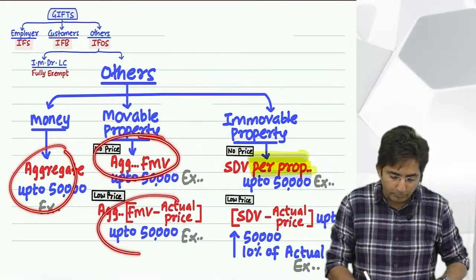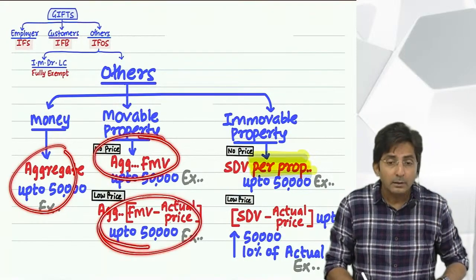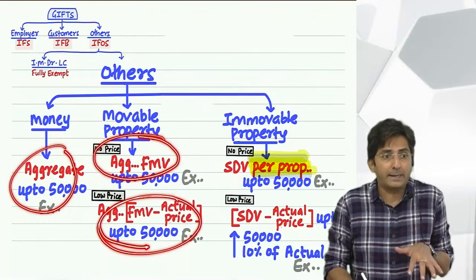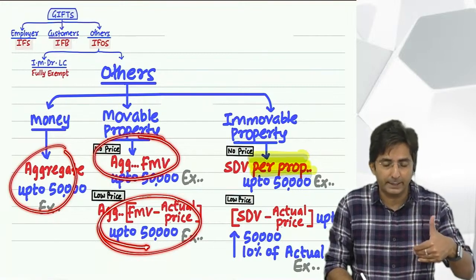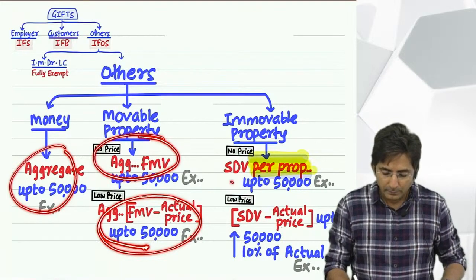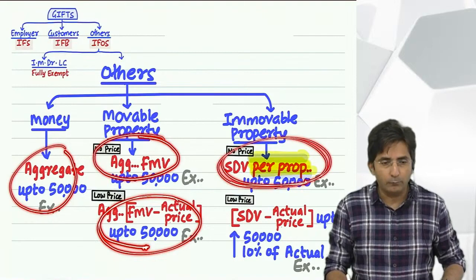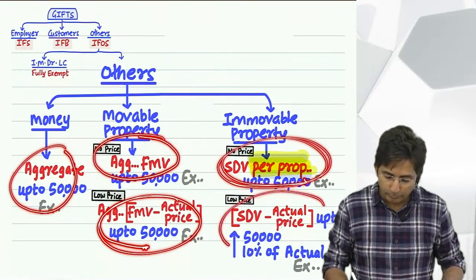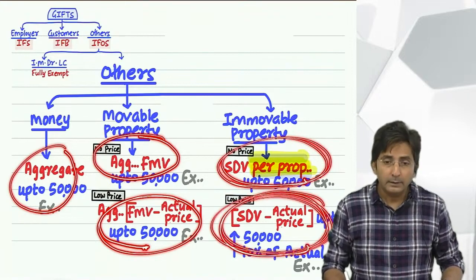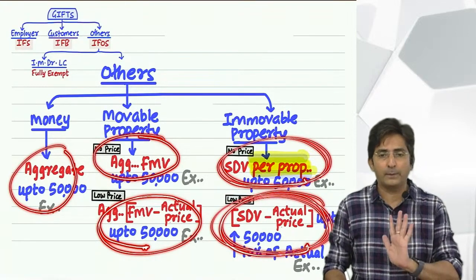Then third is gift of movable property at a lower price. Means you are buying something but you paid less price, or there is a difference. Then gift of immovable property for no price. And then gift of immovable property at a lower price.